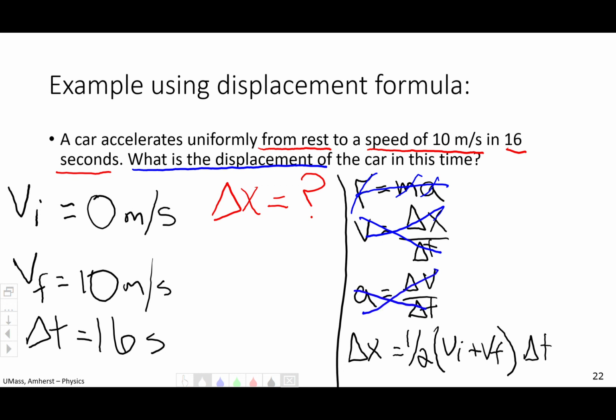That's not necessary. Now, let's look at the formula that we are going to use, and let's see if we have everything we need. 1/2, that's just a number. Vi, we have. Vf, we have. Delta t, we have. Does it solve for what we want? Yes, it does. So we can move on.